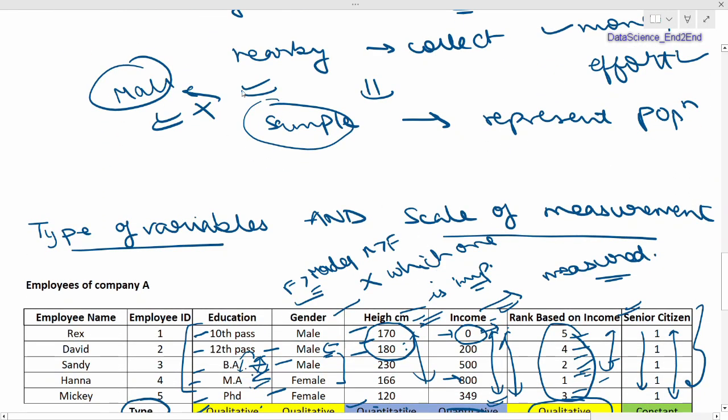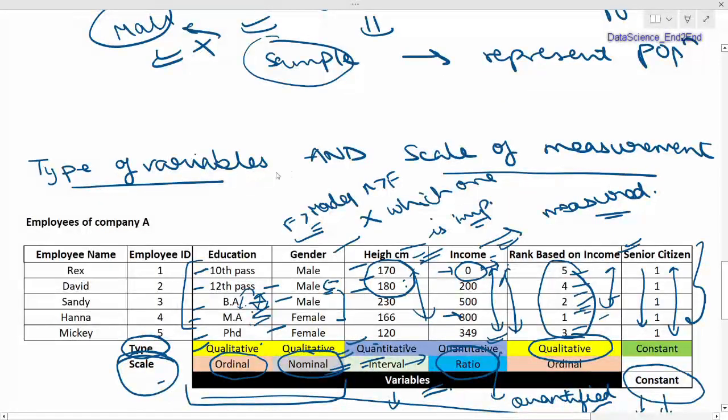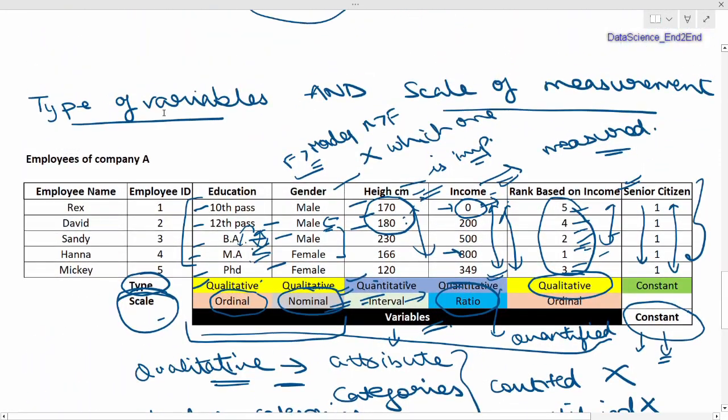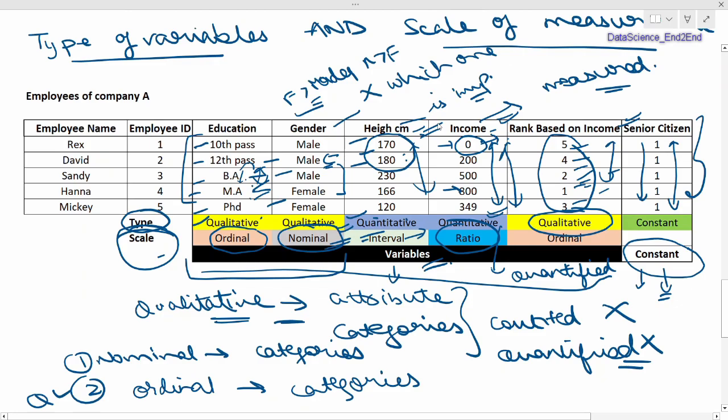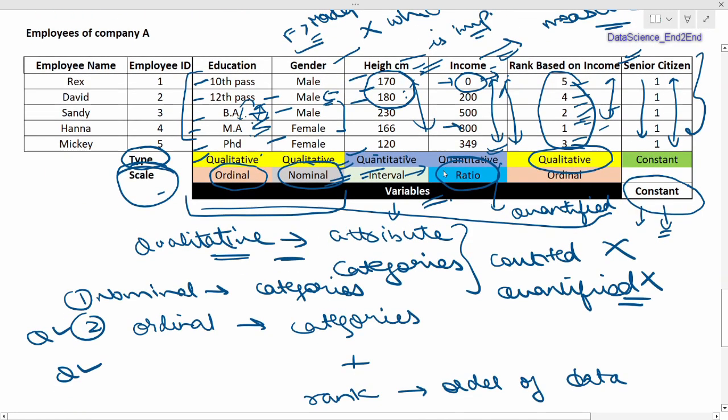After studying different methods of sampling, we studied different types of variables and scales of measurement. There are two types of variables, qualitative and quantitative. In qualitative variables, we are defining or creating attributes or categories for our observations, while in quantitative variables, we are describing or measuring the values for those observations. For example, for each employee, we are defining the height and income of these individuals. Then we are quantifying these attributes of the individual, and hence these are called quantitative variables.